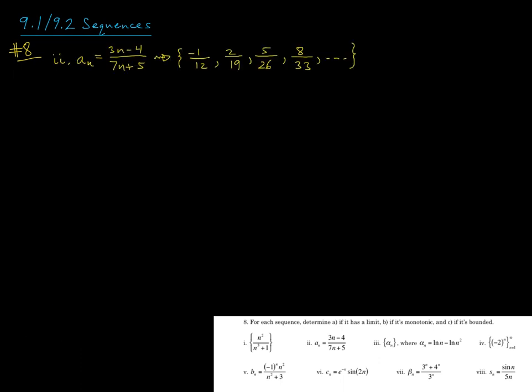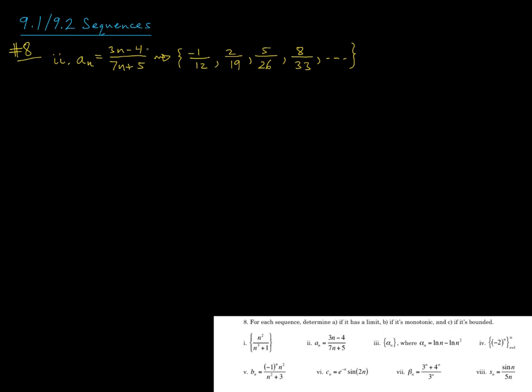part 2. We got the sequence a sub n, which is the ratio of 3n minus 4 and 7n plus 5. Here's the first couple terms. All right, so for part A, it says, does this thing have a limit?